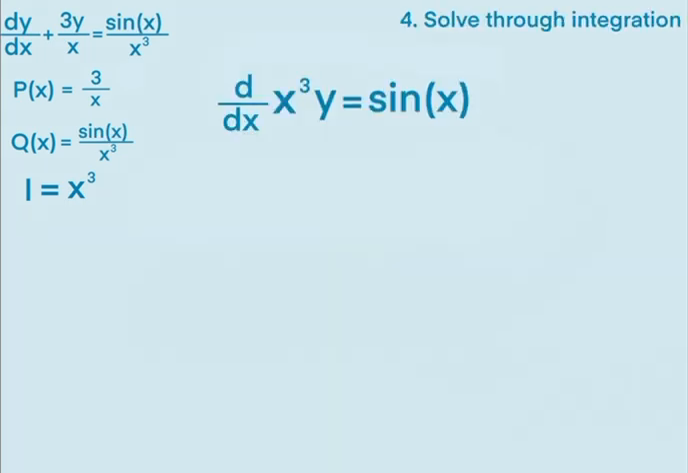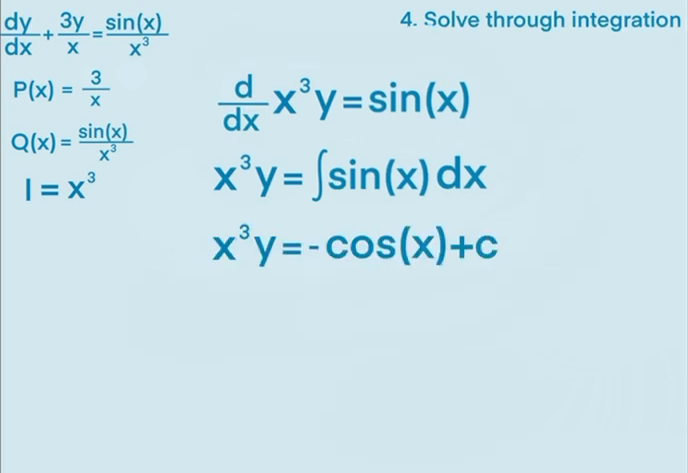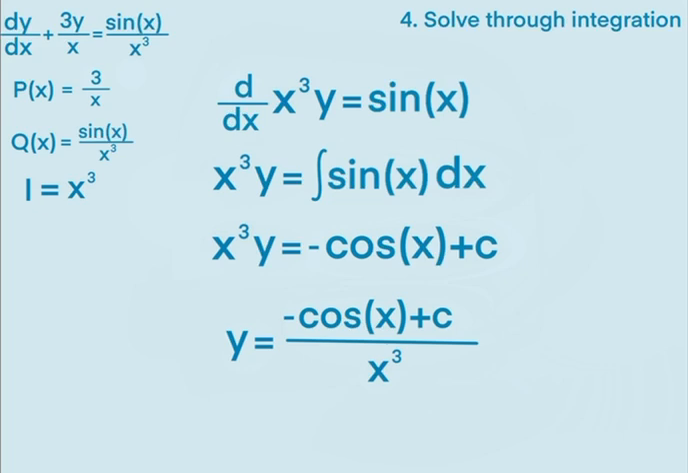Last, we can solve for y by integrating the right-hand side. This gives us x cubed y is equal to the integral of sine x. Using standard integrals, this means that x cubed y is equal to negative cosine x plus c. Always remember to plus c, otherwise your final answer will be incorrect. Since we want to solve for y, we can do this by dividing both sides by x cubed to isolate y, resulting in our answer, negative cosine x plus c, divided by x cubed.